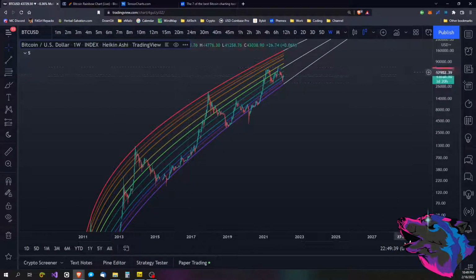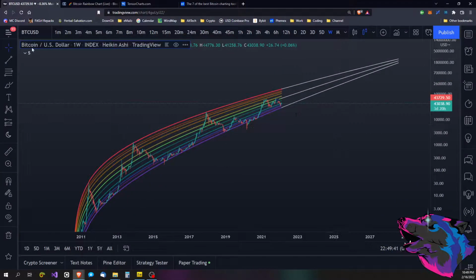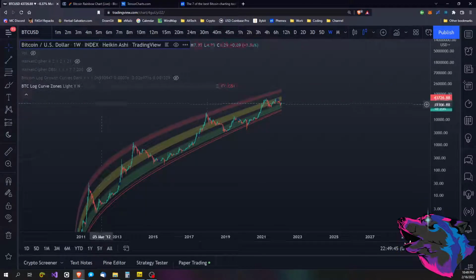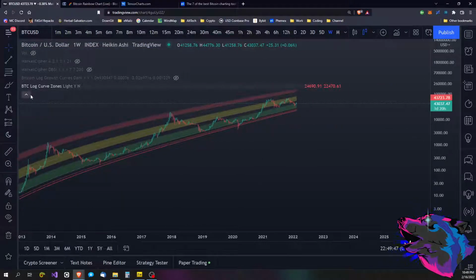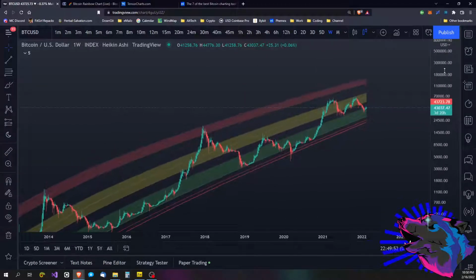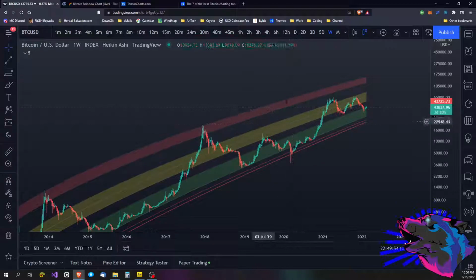So let's check out the other one. Turn this off here. The curve zones. It is essentially the same thing, except it's broken up into these 3 little colored zones: your fair value price zone, your overbought, your oversold, and then almost like fib extension lines down here.